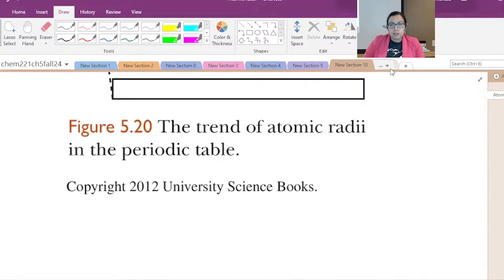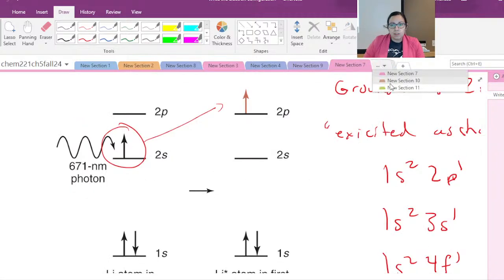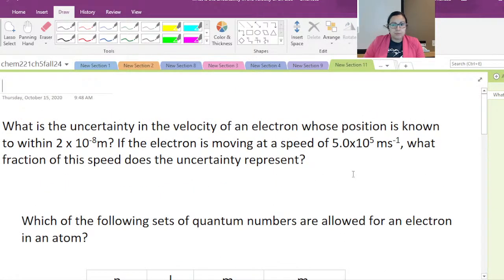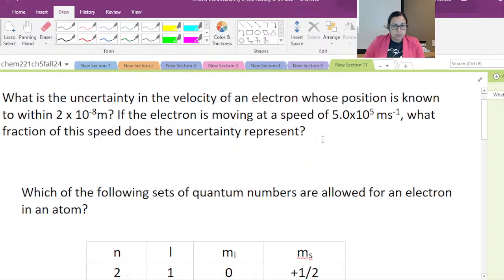All right, so let's do some review. Let's just start with this problem. What is the uncertainty in the velocity of an electron whose position is known to within 2 × 10⁸ meters? And if the electron is moving at a speed of 5 × 10⁵ meters per second, what fraction of the speed does this uncertainty represent? So take a few minutes to look at that.